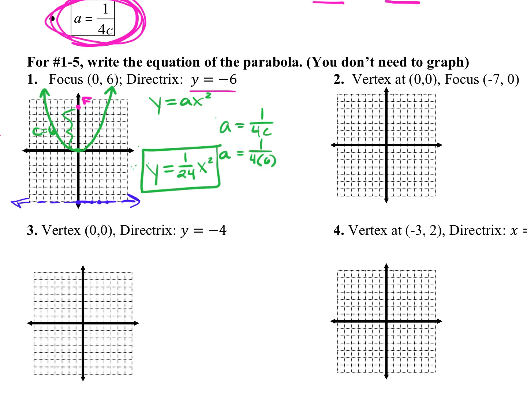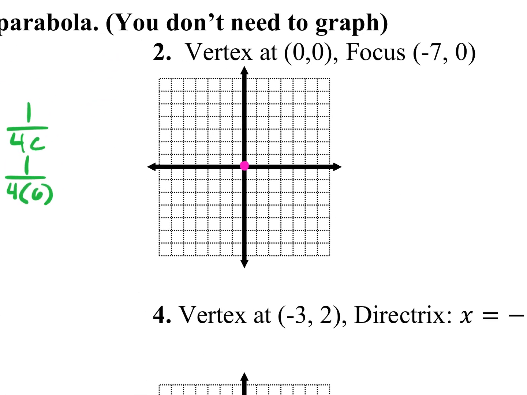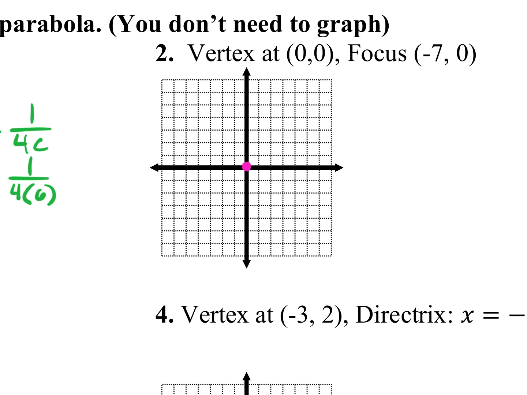Okay, next one. You have a vertex of 0, 0 and a focus of negative 7, 0. So 7 to the left, 0. Here's your focus. Here's your vertex. How does that open? To the left. You've got to wrap around the focus. That means that my c value is going to be negative 7.